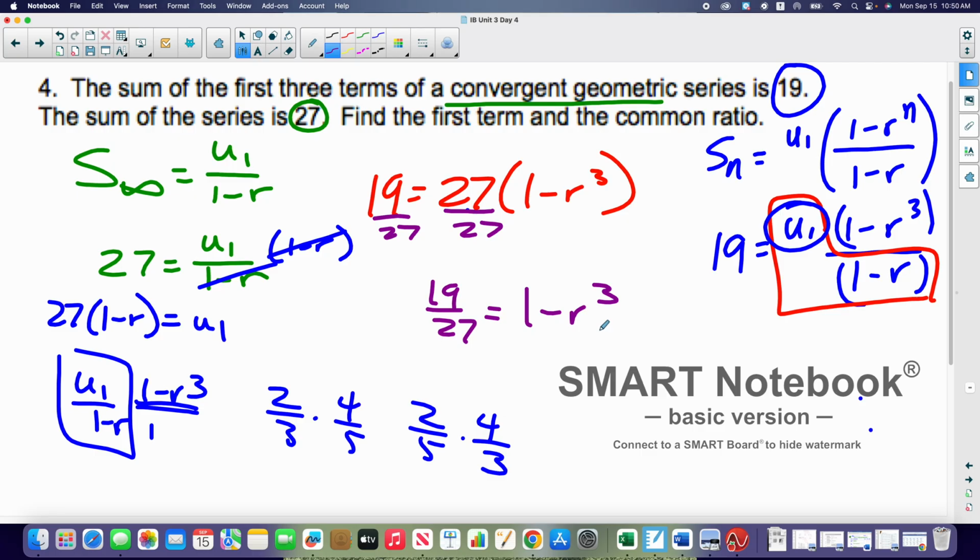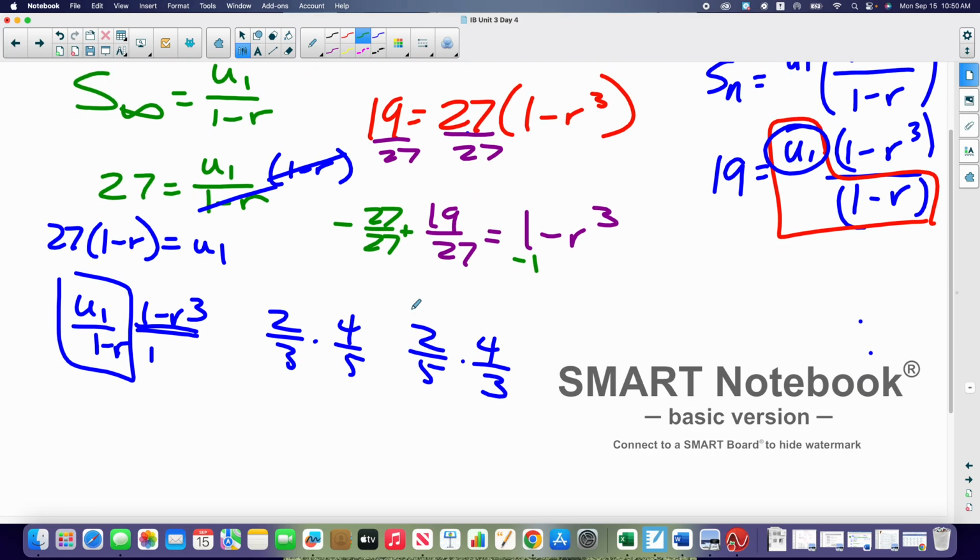Minus 1. Now I'm going to do a little something different here. I'm on minus 1, but on the other side I'm not going to put minus 1. Since it's a 27, I'm going to put minus 27 over 27. Is that minus 1? Yes. It's the same thing, right? So now I can put that together, correct? What's negative 27 plus 19? Negative 8, that's correct. So I have negative 8 over 27 equals negative r cubed.